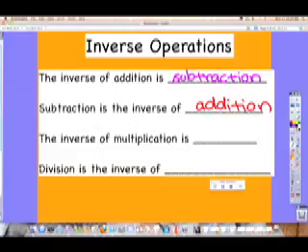The inverse of multiplication is? Division. Perfect, guys. It's the opposite of it. All right, shout out division. Okay. So division is the inverse of multiplication. Okay, hold your shouts. Here we go.